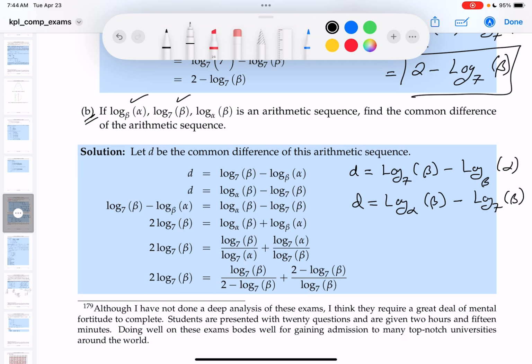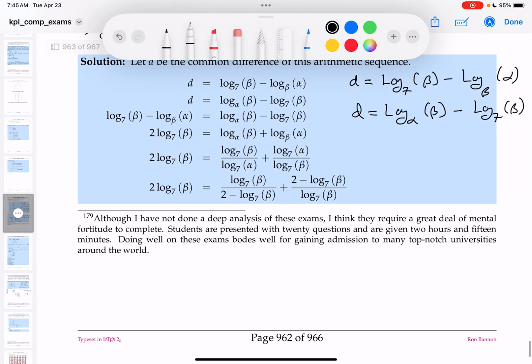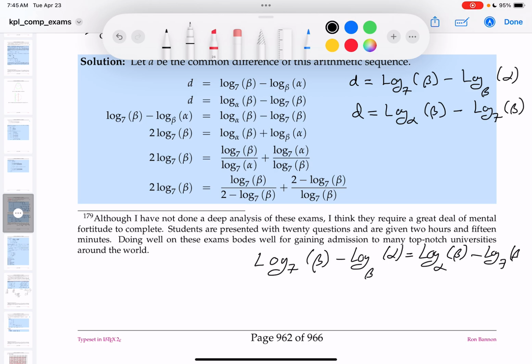Now, certainly a variety of things you could do over here. You could just add those two equations together and you eliminate log base 7 of beta, and then you get another one over here. But I'm going to say that may not be what I should do. So what I want to do is write down, I'm going to equate these two, and then we'll come back to it later. I certainly want to know D. I don't know what D is, but I'm going to equate the two. So I'm going to say log base 7 of beta minus log base beta of alpha would be log base alpha of beta minus log base 7 of beta.